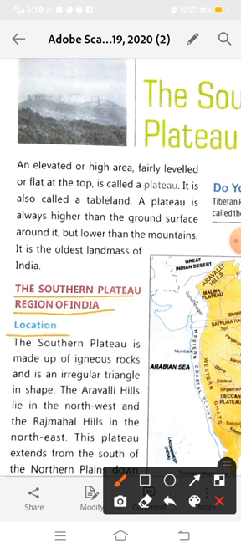The southern plateau is made up of igneous rocks and is an irregular triangular shape. I also explained it. The Aravalli Hills lie in the northwest and the Rajmahal Hills in the northeast. Look here.